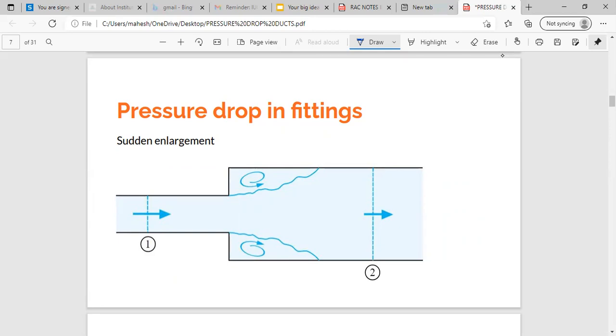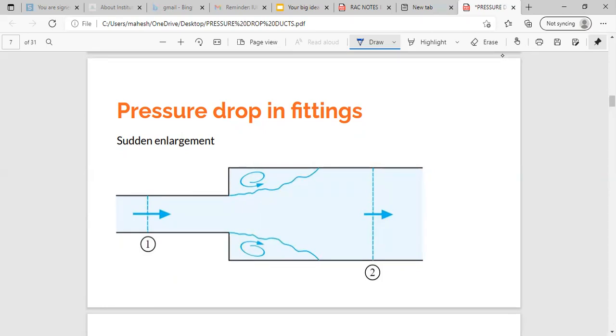To understand the importance, if you are talking about an elbow, it is equivalent to about 10 meters of straight duct losses. So it is very important to arrive at the pressure drop in the ducts. The pressure drop could be because of sudden enlargement, sudden contraction or even gradual contraction, in the elbows, in the branches, and in other equipment like dampers, filters, and registers. So how do we calculate that?